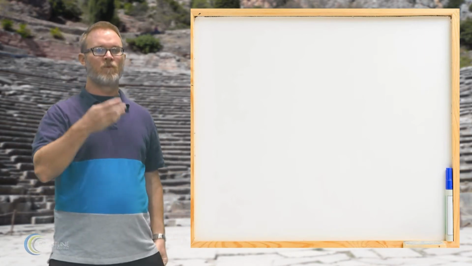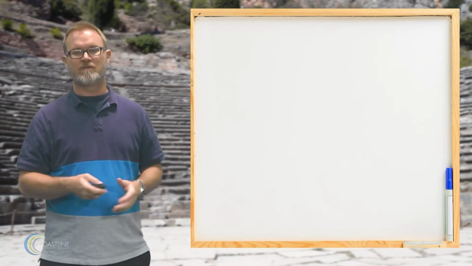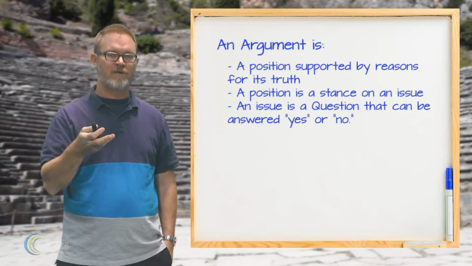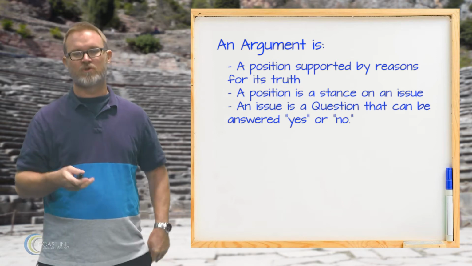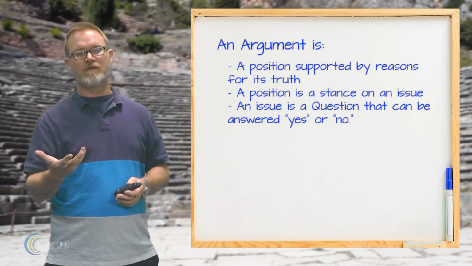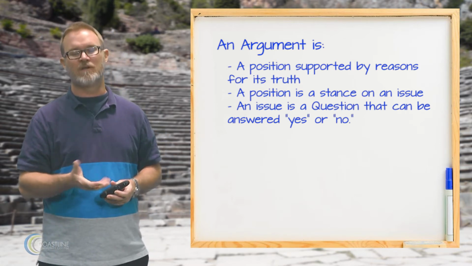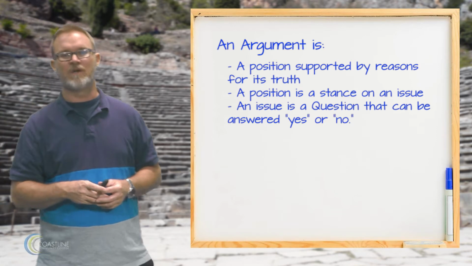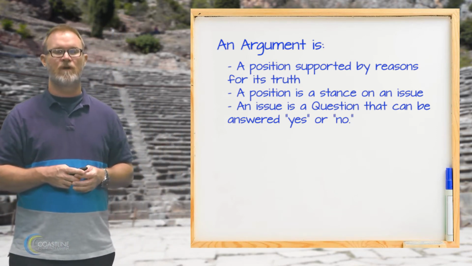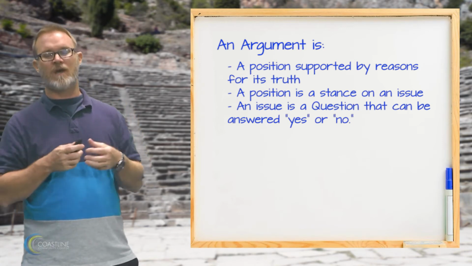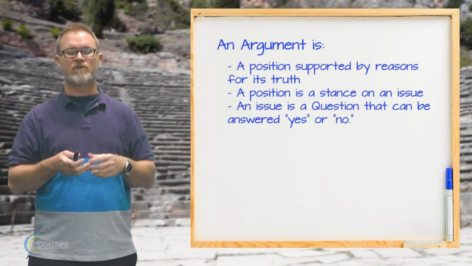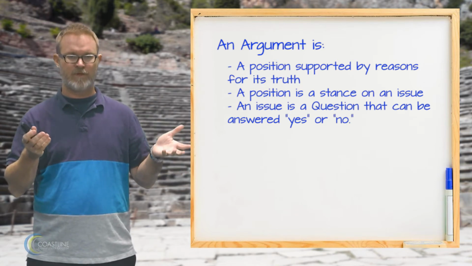Okay, so we're going to discuss in a little more detail what arguments are, and we're going to state straight away that an argument is a position supported by a reason for its truth. To understand this idea, the first thing you've got to understand is what a position is. So we're going to say first that a position is a stance or a stand on an issue. An issue, we'll say then, is a kind of question that can be answered only yes or no.